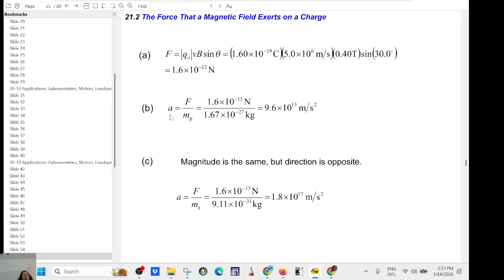If you are asked to find the acceleration, F equals ma, you just divide by the mass. That acceleration is called the centripetal acceleration. That acceleration is not because the speed is changing, it's just because the direction is changing. If you have an electron instead of a proton, then of course the acceleration will be larger because the electron has less mass.